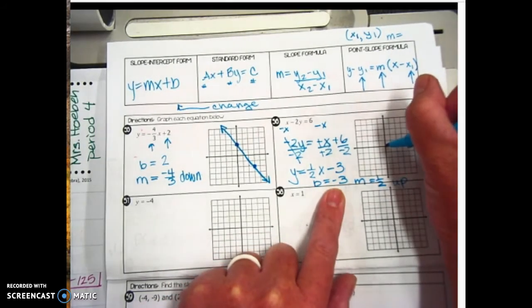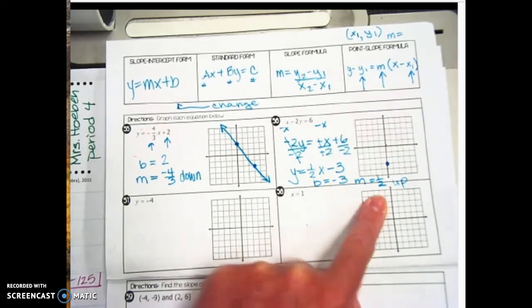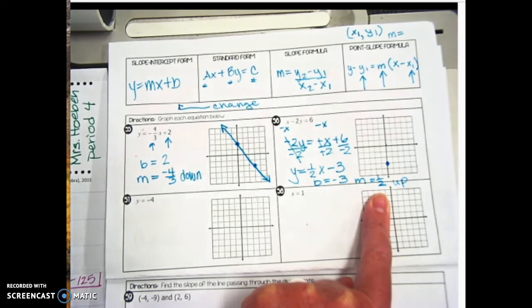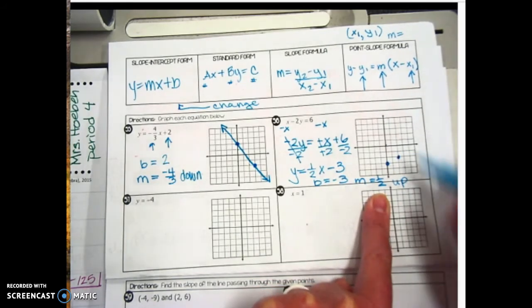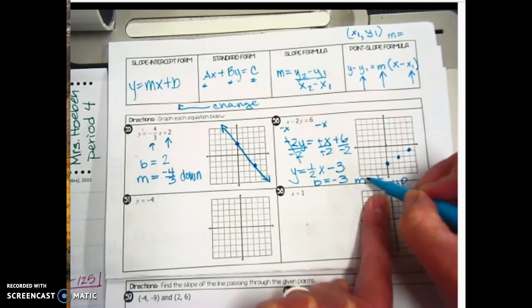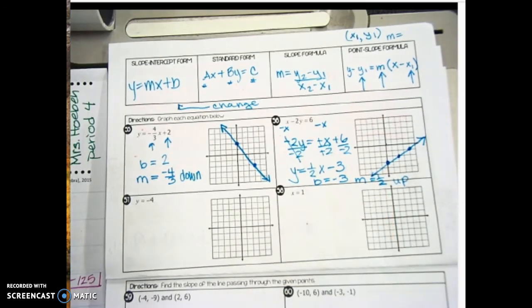So start at the origin, count down 1, 2, 3, put a point. From there, the slope is up 1/2, so you go up 1 over 2. You only need 2 points to make a line, but you can do another one if you want. Draw your line in, add some arrows. What do the arrows mean? It goes on forever in both directions, right?